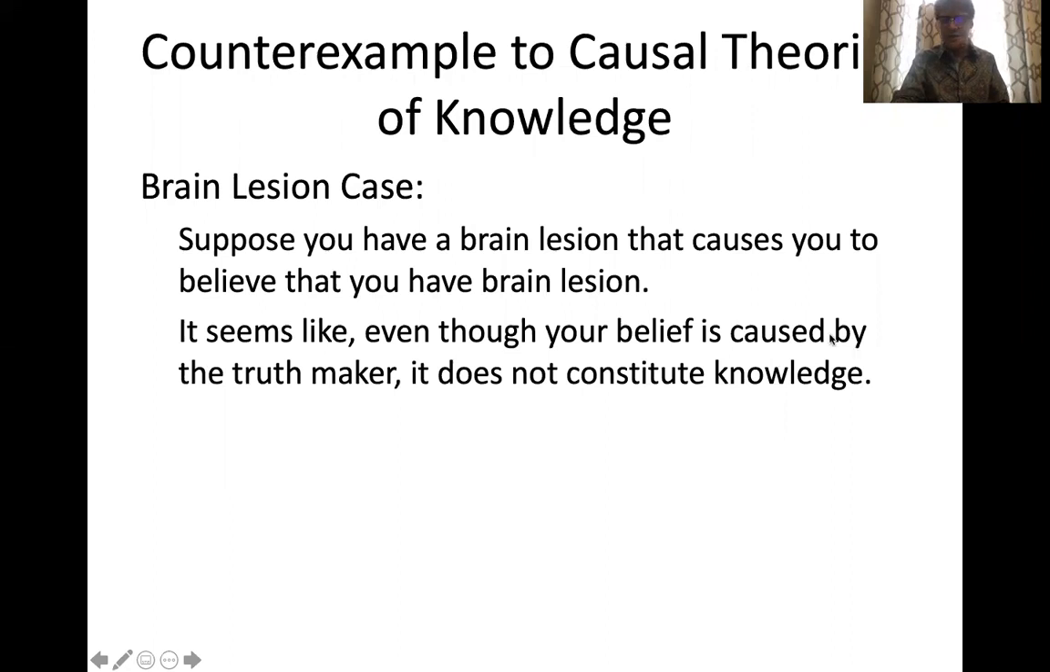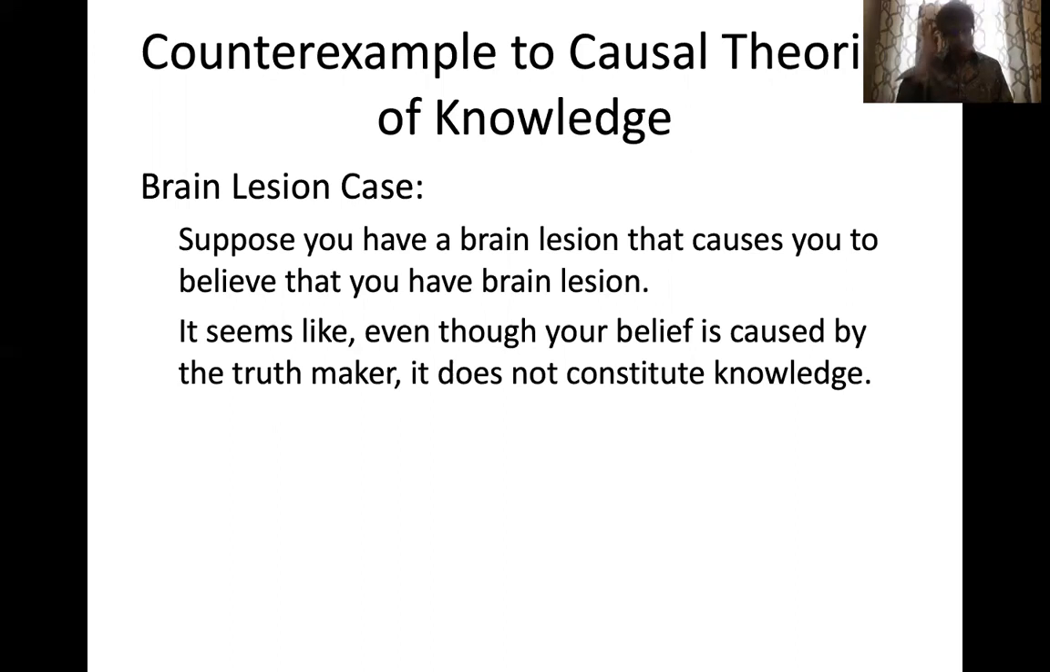Now, here is a counterexample to the causal theory of knowledge, or multiple causal theories of knowledge. So let's say S knows that P if and only if S's belief that P stands in the appropriate causal connection to P's truth maker. That's the account, the necessary and sufficient conditions for knowledge. Believing it's true stands in the appropriate causal connection with the truth maker. Now, this is an example that shows that you can have a belief that's true and stands in the right causal connection, but nevertheless does not seem to amount to knowledge. So this is showing that the causal theories of knowledge are too weak.